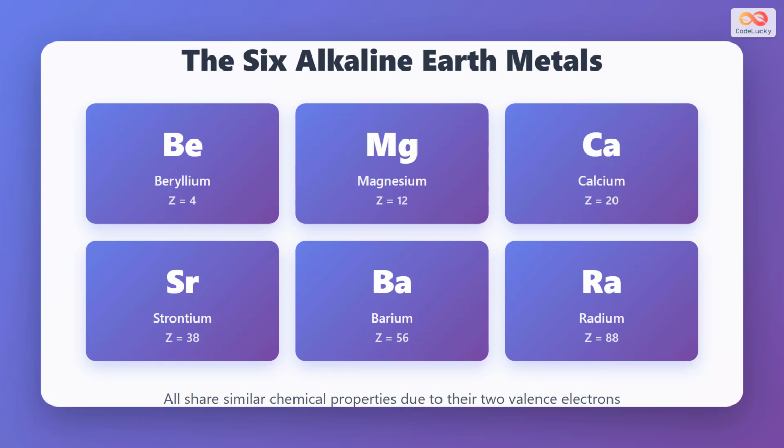Group 2 consists of 6 metallic elements. Starting from the top, we have beryllium with atomic number 4, followed by magnesium at atomic number 12. Next is calcium at atomic number 20, then strontium at 38, barium at 56, and finally radium at atomic number 88. All 6 of these elements share similar chemical properties because they have the same number of valence electrons in their outermost shell. This similarity in electron configuration leads to predictable patterns in their behavior and reactivity.